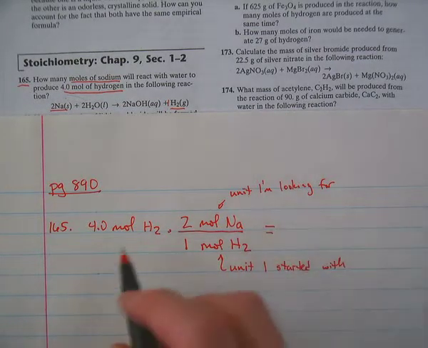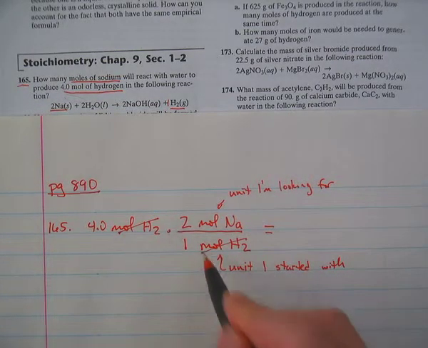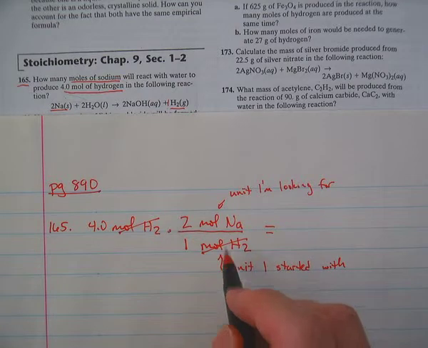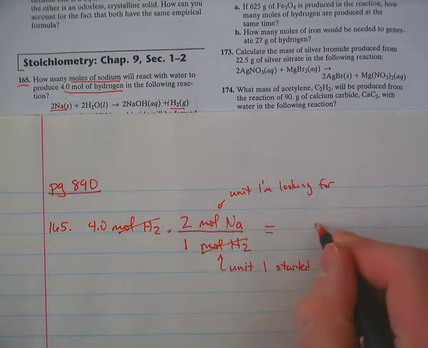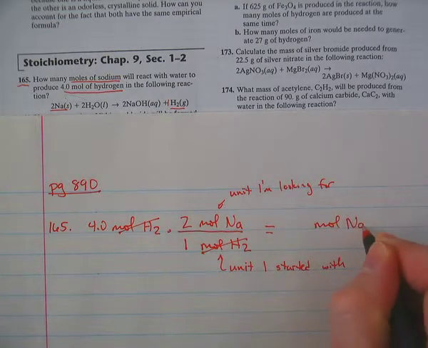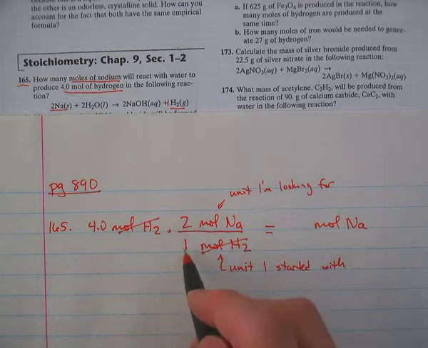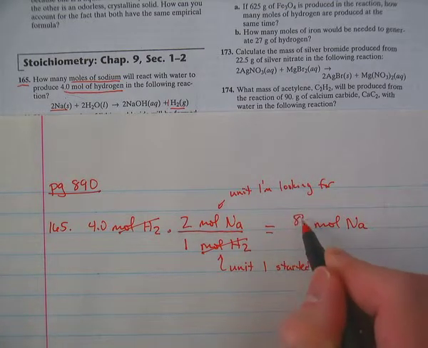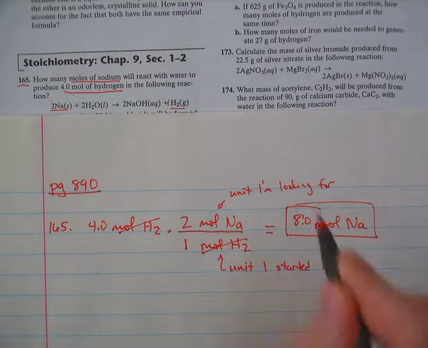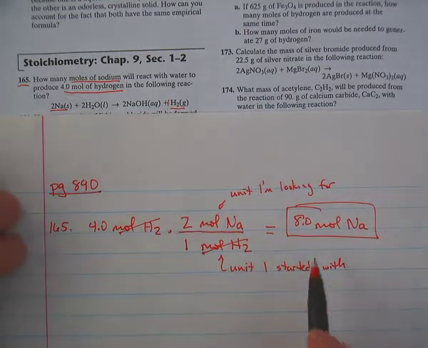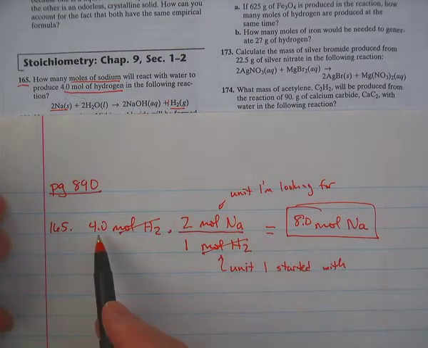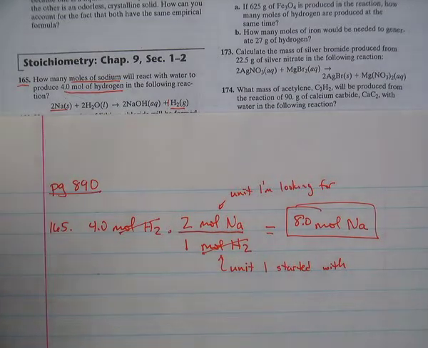So now to solve this, moles of hydrogen divided by moles of hydrogen, those cancel each other out. Moles of Na is the unit of my answer. And math-wise, it's 4 times 2 divided by 1, or 8. So I have 8.0 moles of sodium needed to produce 4 moles of hydrogen. That's how you do the one-step, simplest stoichiometry problems.